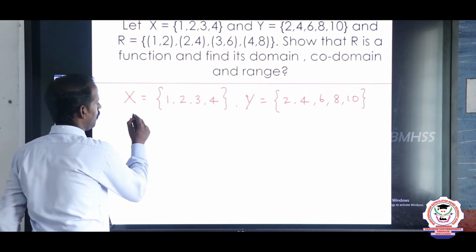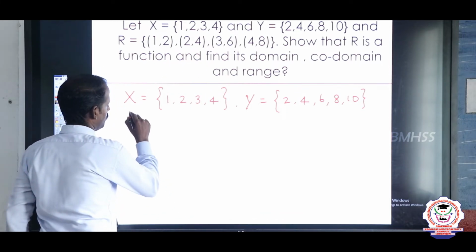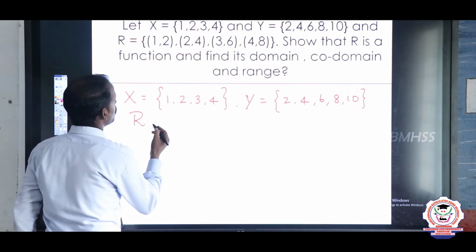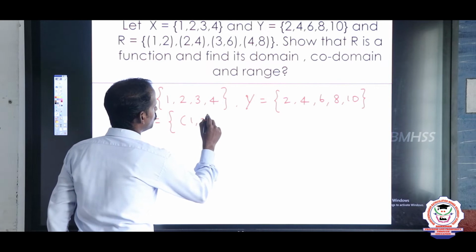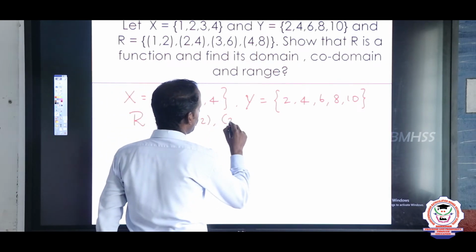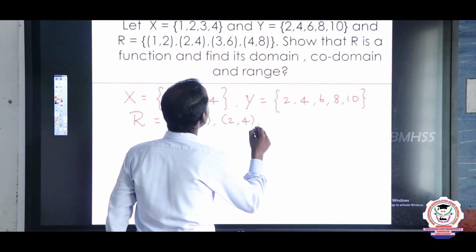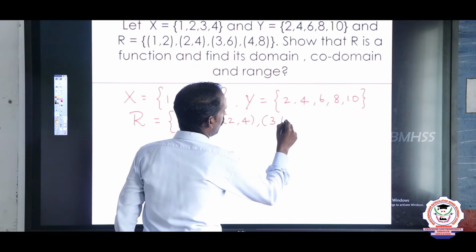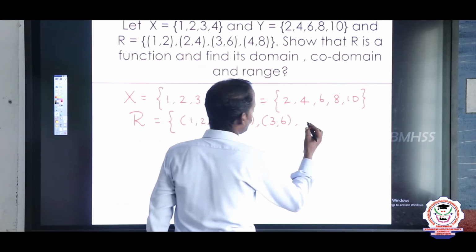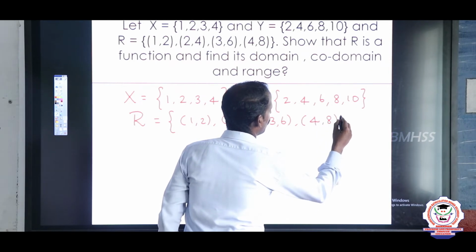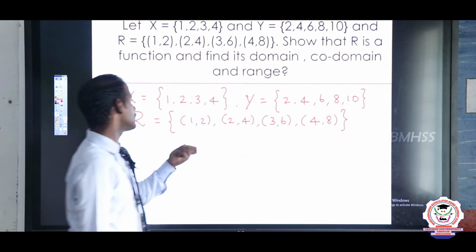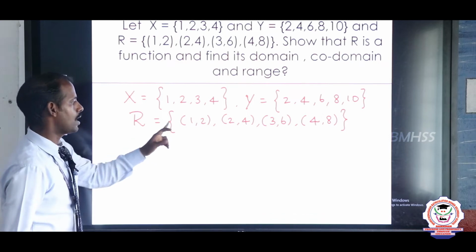First of all, write R. So R is equal to, what are the elements? 1 comma 2, then 2 comma 4, third element 3 comma 6, fourth element 4 comma 8. This is R.